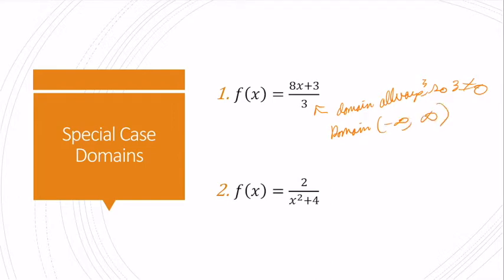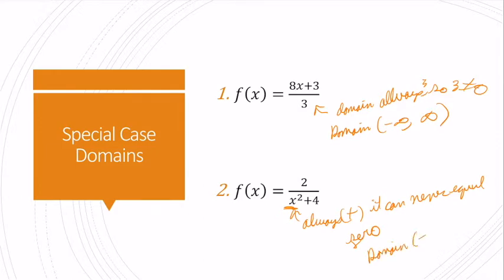The same is true for f of x equals 2 over x squared plus 4. This denominator can never be negative because x squared is always positive. A positive number plus 4 is always going to be positive. So because my denominator is always positive, it can never equal 0. Even if x was 0, we'd have 0 squared plus 4, which is 4. So my domain also goes from negative infinity to positive infinity.